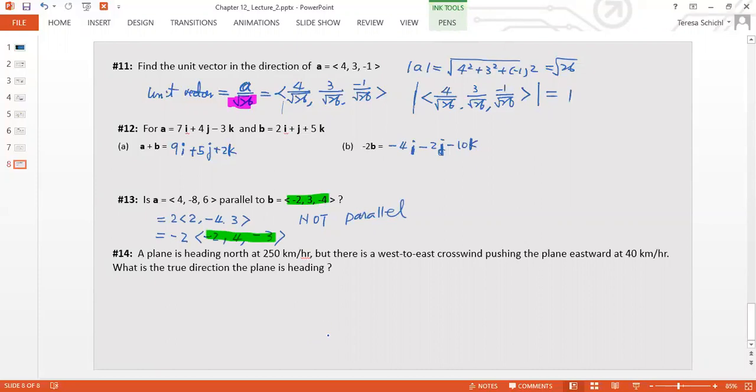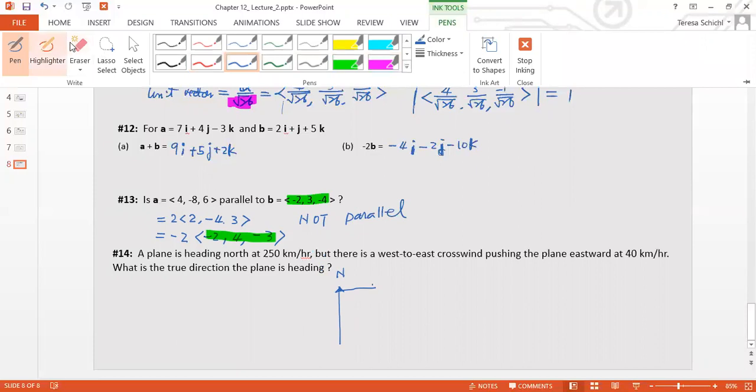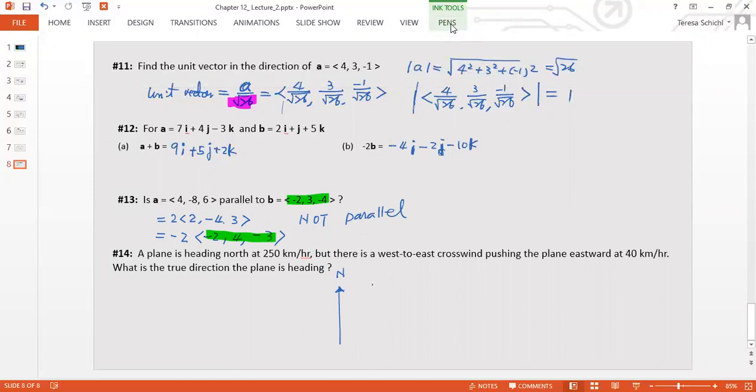So they tell you a plane is heading north at 200 km/h, but there is a west to east crosswind pushing the plane eastward at 40 km/h. What is the true direction the plane is heading? Okay, so here, this is the plane. I'm heading true north, right? I'm going north. And then a wind pushes it, right? So the wind goes like this. Or maybe I use a different color to be better. Okay, so then I have a wind. Yes, wind, I've used the green here.